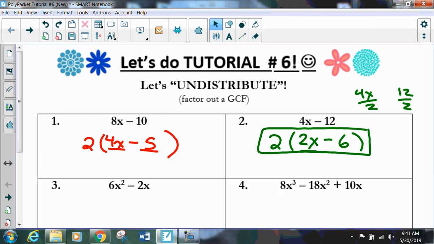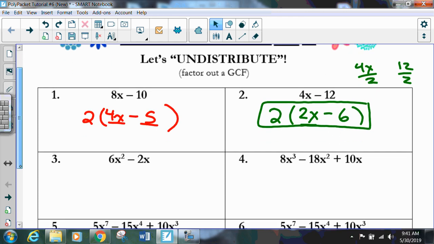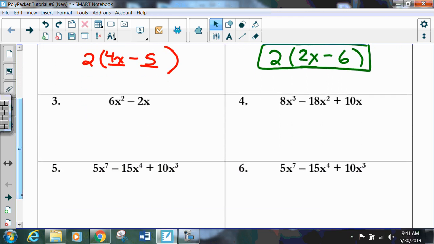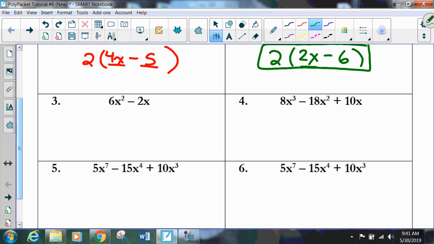All right, let's see what else we've got here. Now we're going to deal with numbers and variables. So we're going to first look at the numbers 6 and 2. What's the biggest number that goes into both of those? You're right, it's 2 again. Hopefully the next one, well, we'll see. The next one's not looking too promising either. I hope that I didn't make all these problems where just 2 is what we're factoring out.